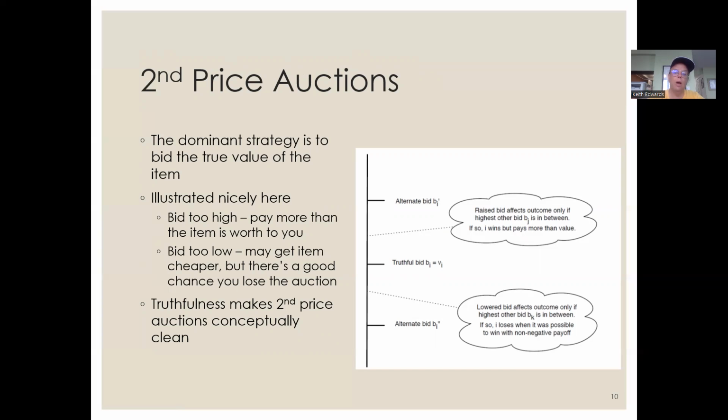If you bid too high, like pictured there with B sub I prime, you pay more than what the item is worth to you, and you end up with an item that you paid too much money for. If you bid too low, you may get the item cheaper, but there's a good chance that you'll lose the auction, particularly if your bid is close to the true value of the item. So truthfulness makes second price auctions very conceptually clean, because our bid is going to be exactly what we value the item at.